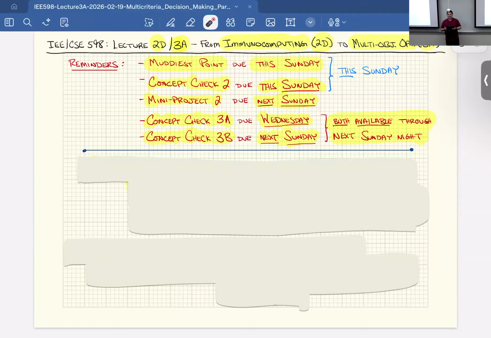Any questions about that, about mini projects moving forward? Anything else?